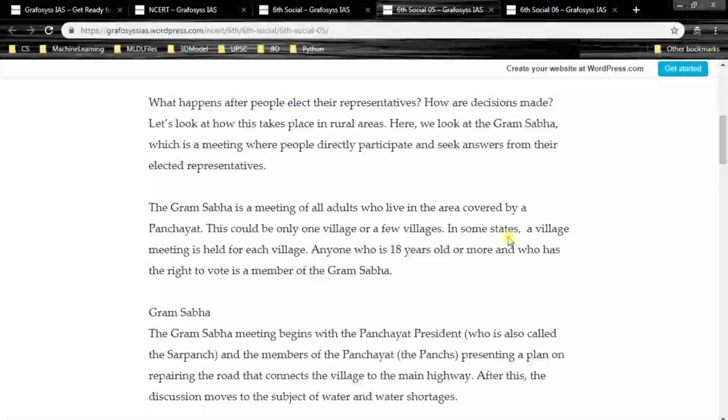In some states, a village meeting is held for each village. Anyone who is 18 years old or more and who has the right to vote is a member of the Grama Sabha. So who is a member of the Grama Sabha? Anyone in that village who is 18 years or more, who has the right to vote, who has an election card, a voter ID. He is a member of the Gram Sabha, right?